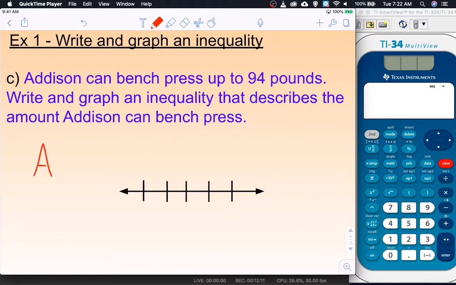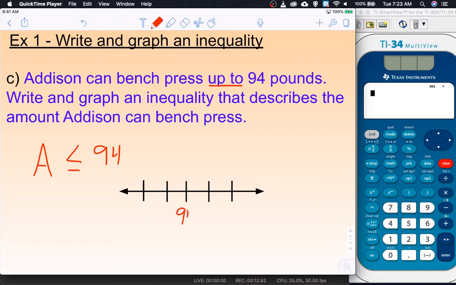So I'm going to use A for Addison. You could have used B for bench press or P for pounds. So Addison's something with 94. Now, if they can bench press up to 94 pounds, does that mean more than 94, less than 94? Up to 94 means less than. Now, is 94 allowed? Could Addison bench press 94 pounds? Yeah. Up to means up to and including 94 pounds.